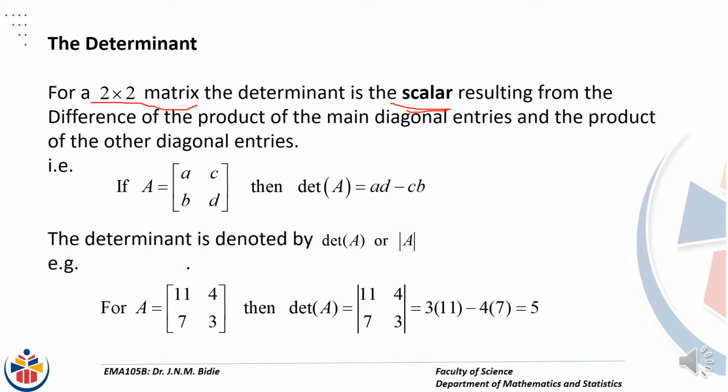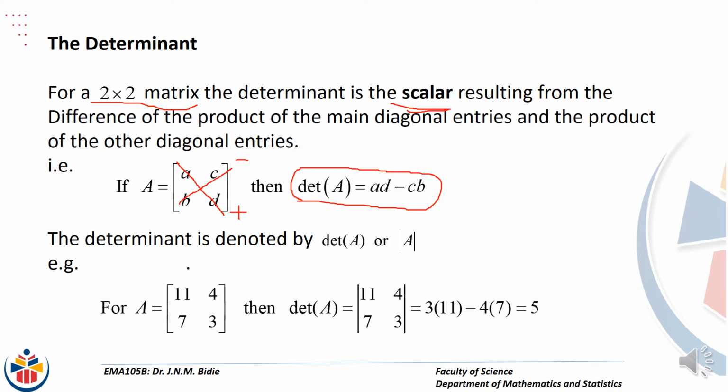Then the determinant of A will be A times D. That's the main diagonal, minus B times C. So that means you are subtracting the other diagonal, but the main diagonal you are adding. So it's A times D, main diagonal entries, minus B times C, that is the other diagonal. That's how we find the determinant of a 2 by 2 matrix.